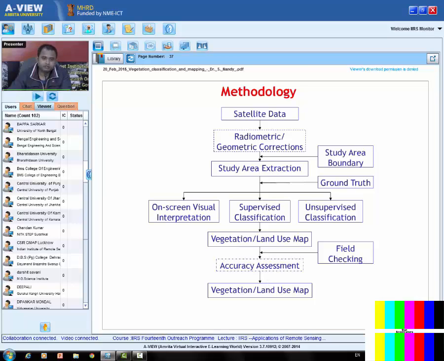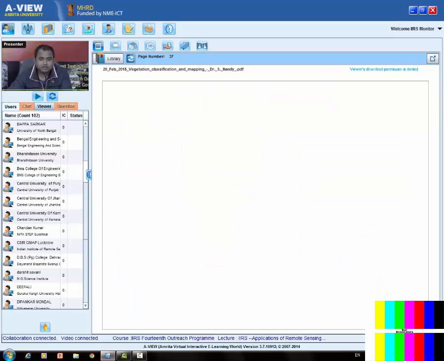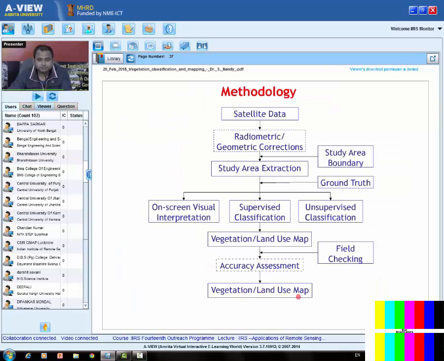Now the first method is on-screen visual interpretation. If I look at this area, I could delineate Avicennia, Phoenix, mixed mangrove scrub, and Acacia and other non-forest classes in this area using LISS imagery. And the accuracy was very high. So at the end of this vegetation land use map, you can calculate the area statistics, so area under different classes.